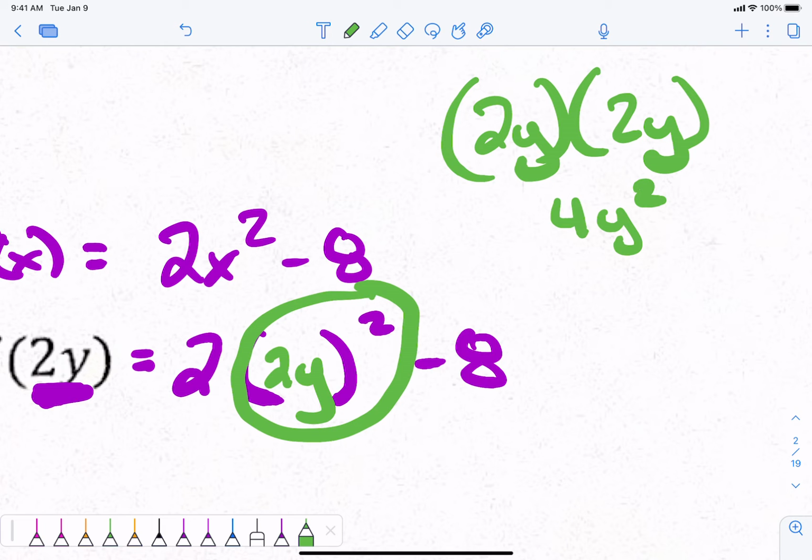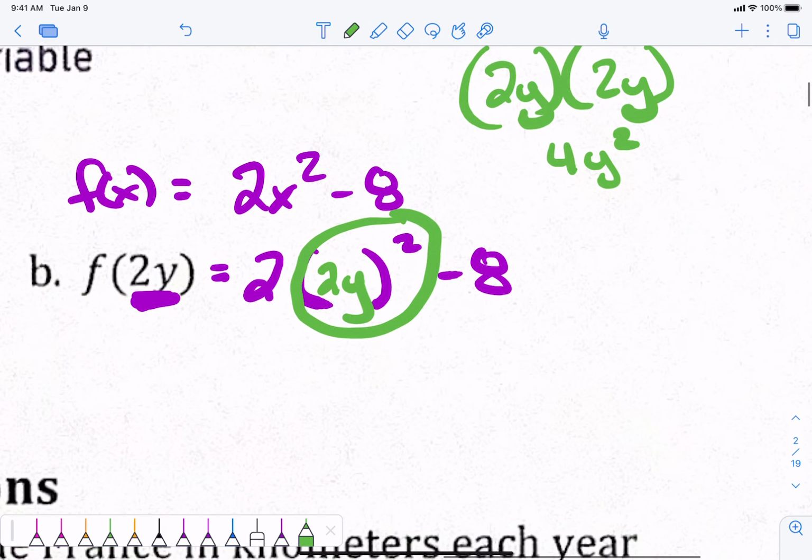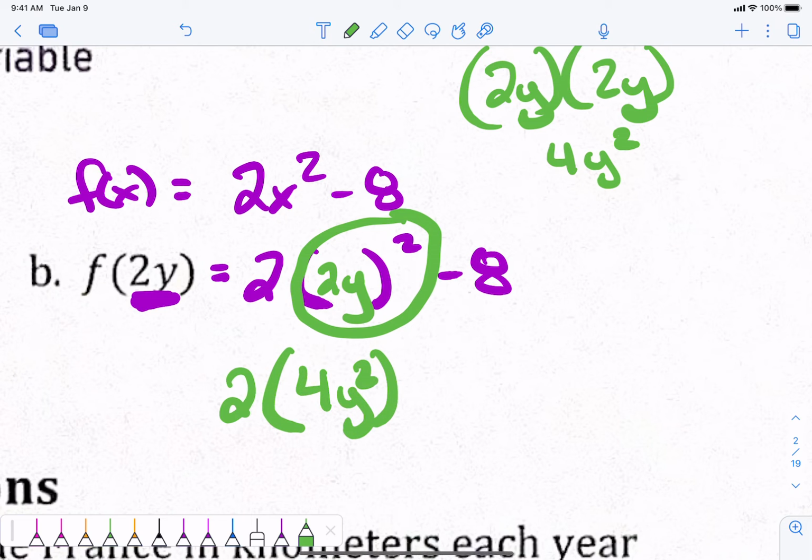Does that make sense? 2y times 2y is 4y squared, so I really have this 2 out here, but then this becomes 4y squared, right? Minus 8. Are we confused at all? Okay. All right, now what?